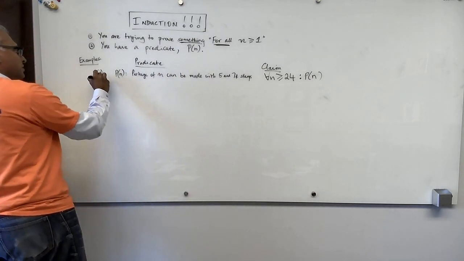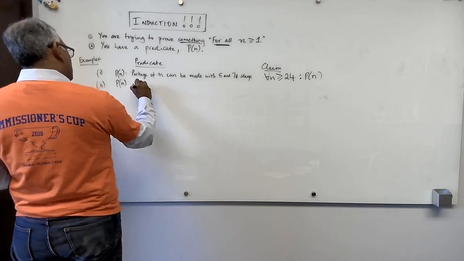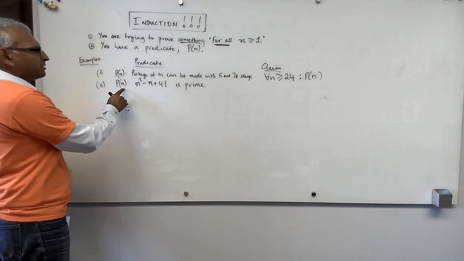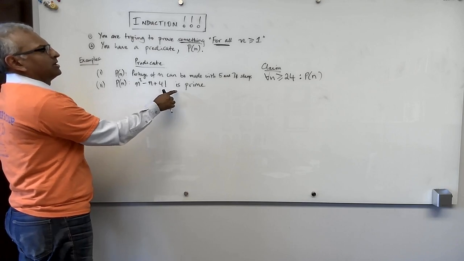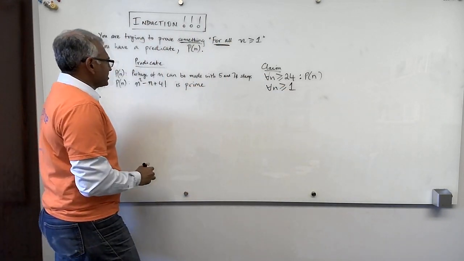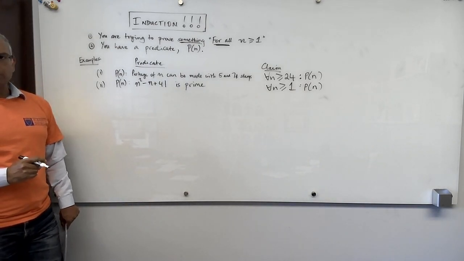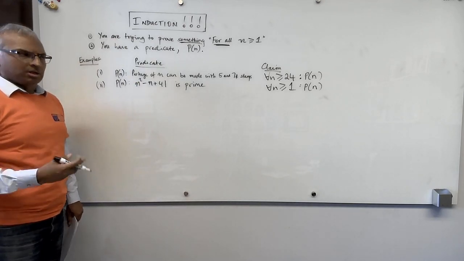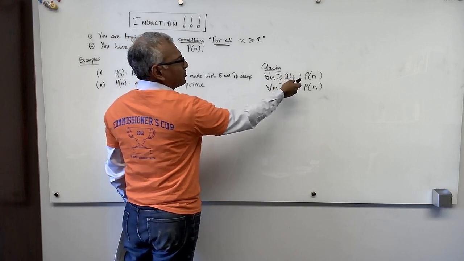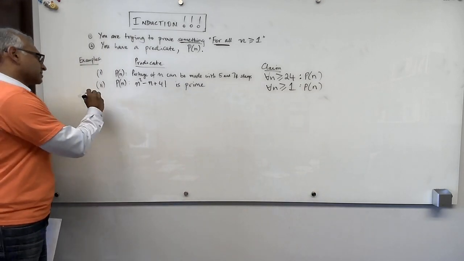Here's another predicate. Let's call this predicate number 2. P of n is the claim that n squared minus n plus 41 is prime. That's a claim. So what's P of 1? P of 1 claims that 1 minus 1 plus 41, which is 41, is prime. That's true. And what's the claim I'm trying to make here? The claim is that for all n greater than or equal to 1 in this case, I'm going to assert that P of n is true. Now, when you look at my two criteria for induction to be a plausible approach, you will see that I'm trying to prove something for all n. In the first case, for all n bigger than or equal to 24. In this case, for all n bigger than or equal to 1. But there's a for all, and we have a predicate P of n.